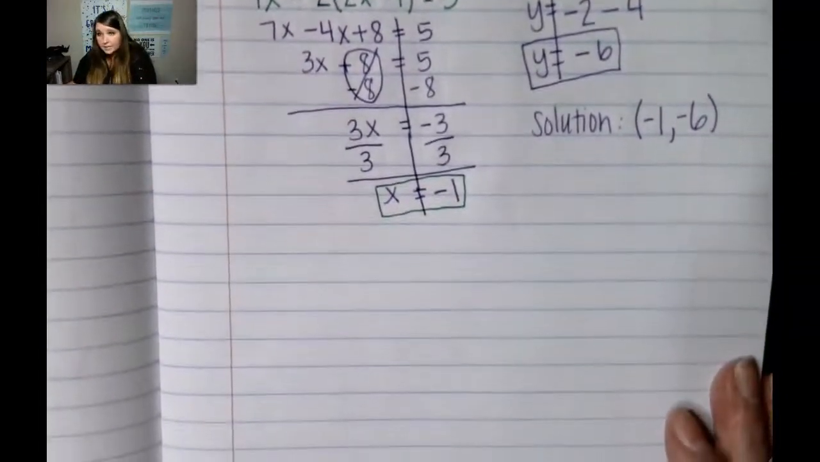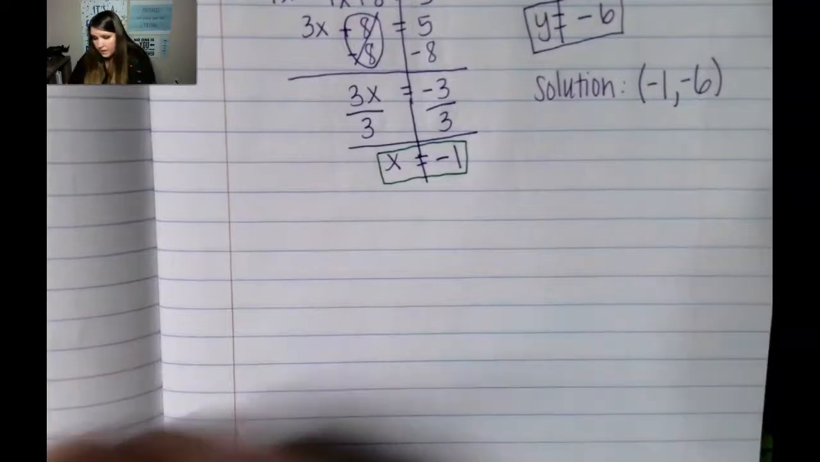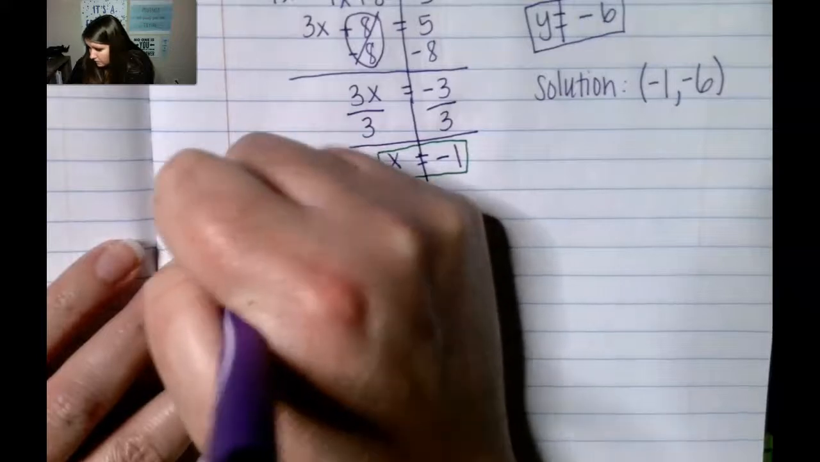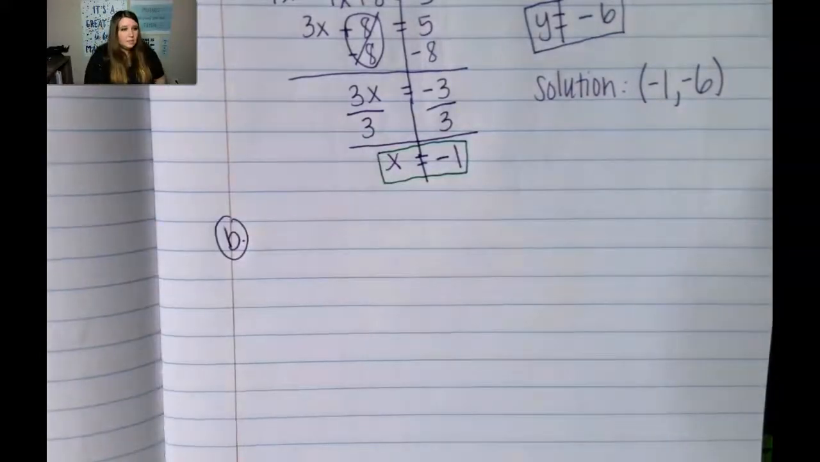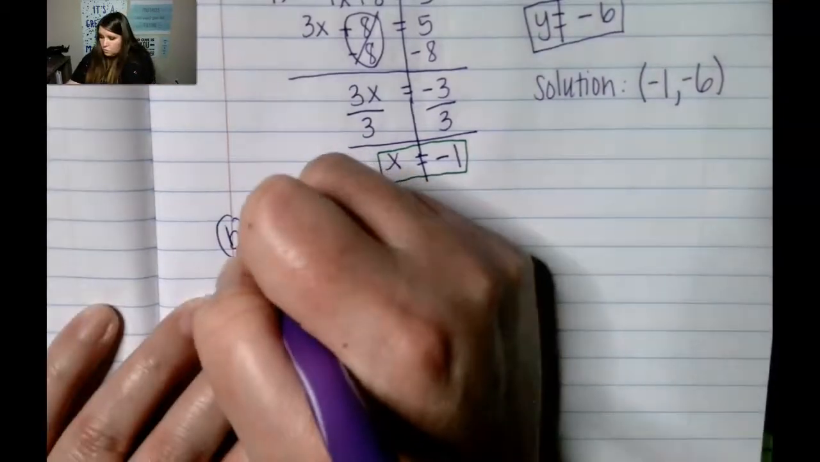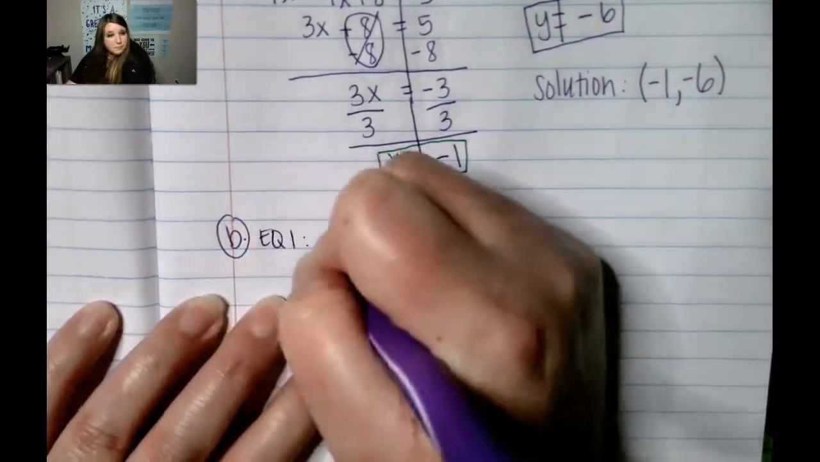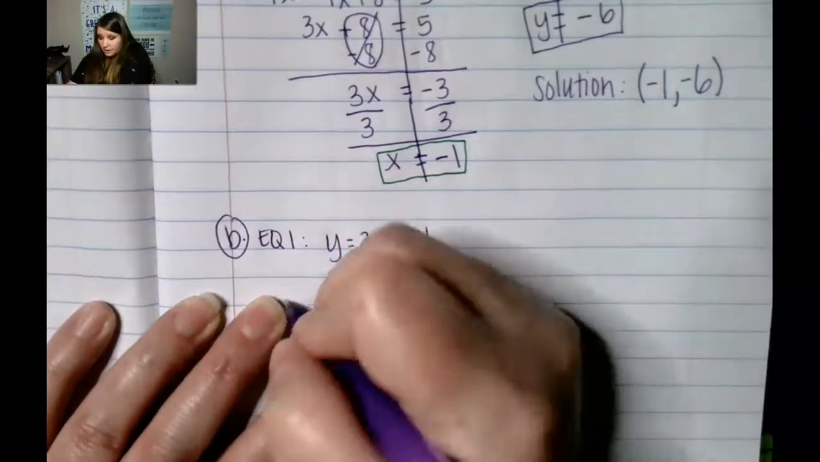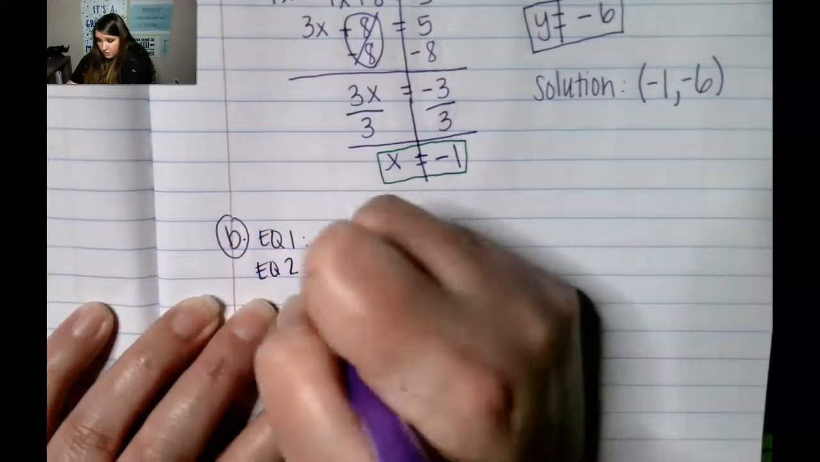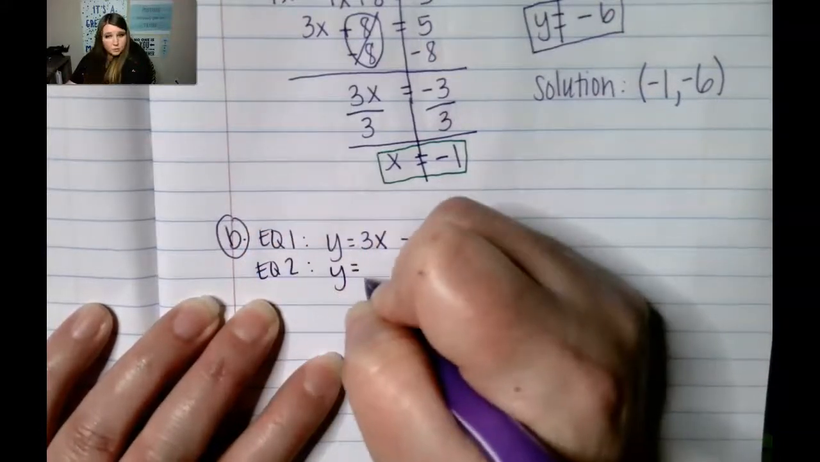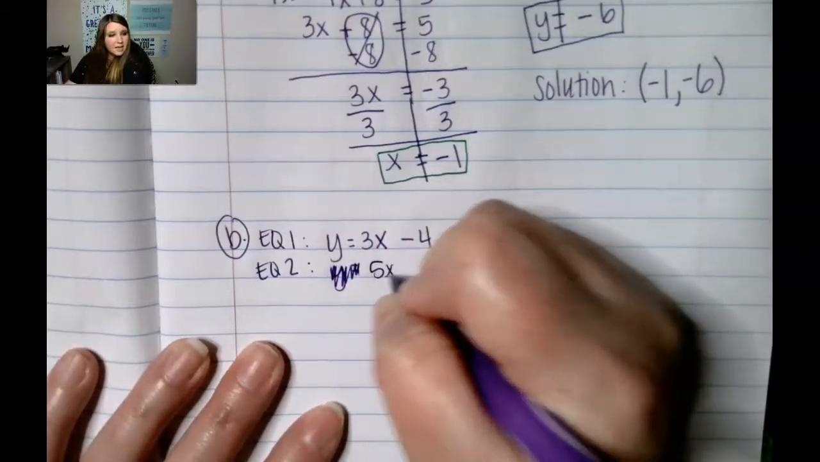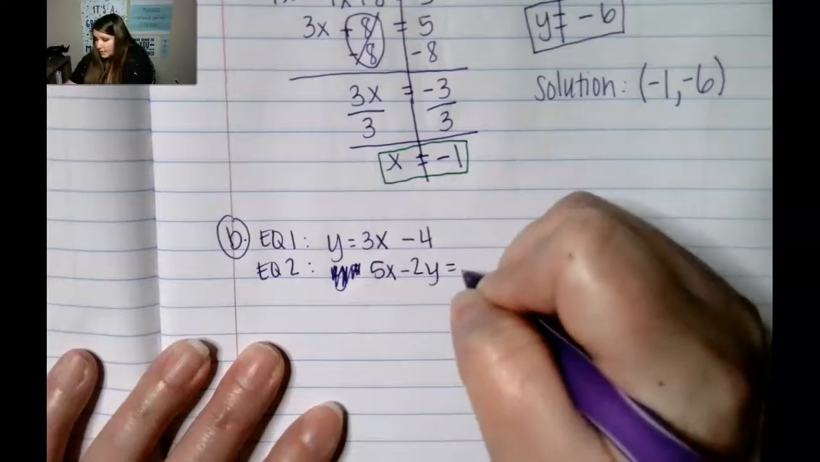Okay, let's do another example. Okay, so that's one example. And now I want to look at example B. So we have example B, and example B says equation 1 to our system is y equals 3x minus 4. Equation 2 says y equals, nope, it doesn't. I lied. Mistake. It says 5x minus 2y equals 10.